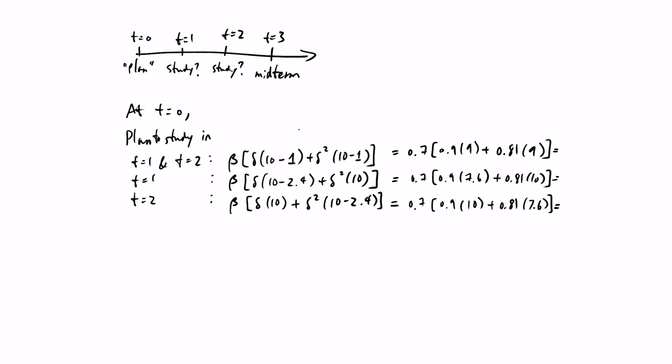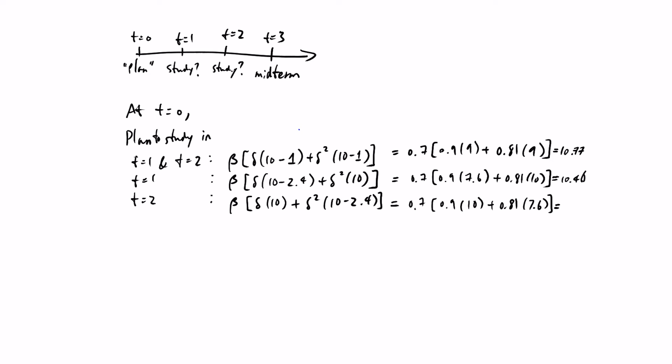Here's the part where it's probably easier to bring out a calculator. So 0.81 times 9 plus 0.9 times 9 times 0.7, that's 10.77. The next one, 0.81 times 10 plus 0.9 times 7.6 times 0.7, that's 10.46.